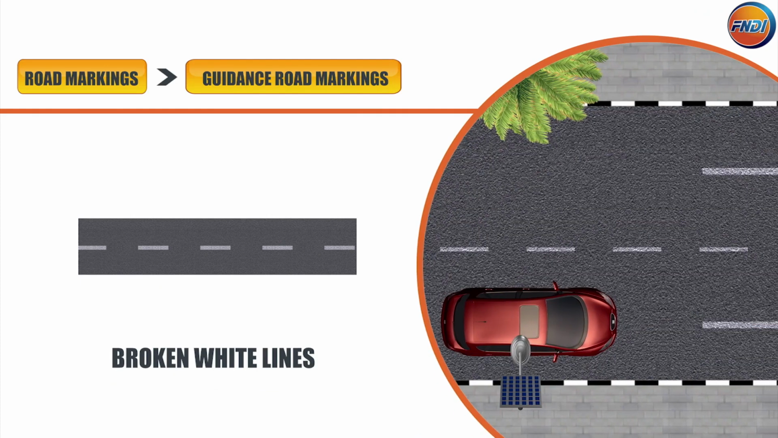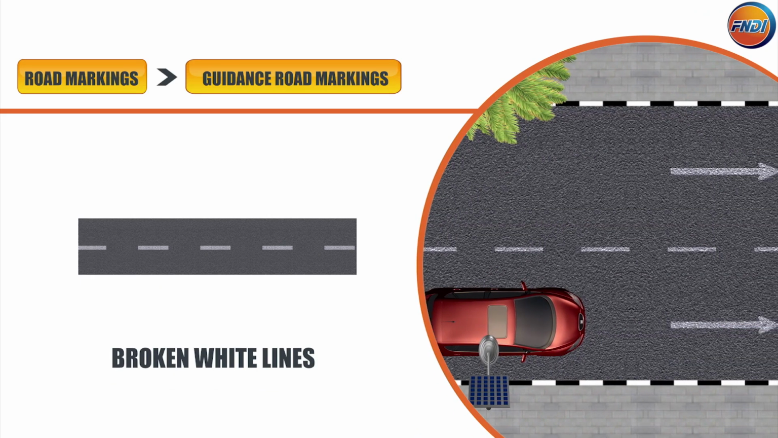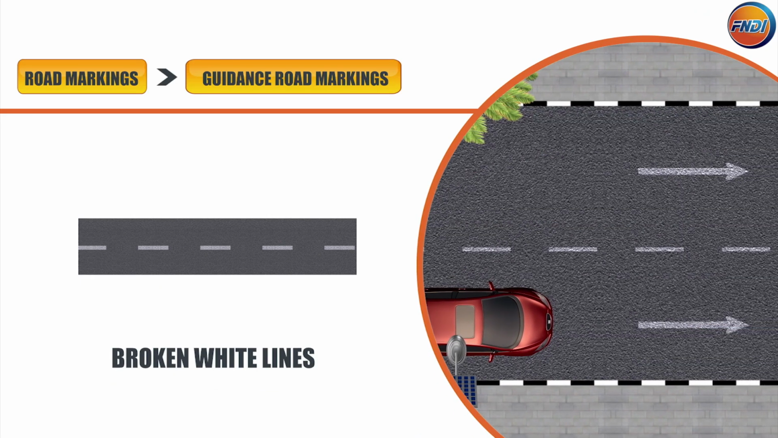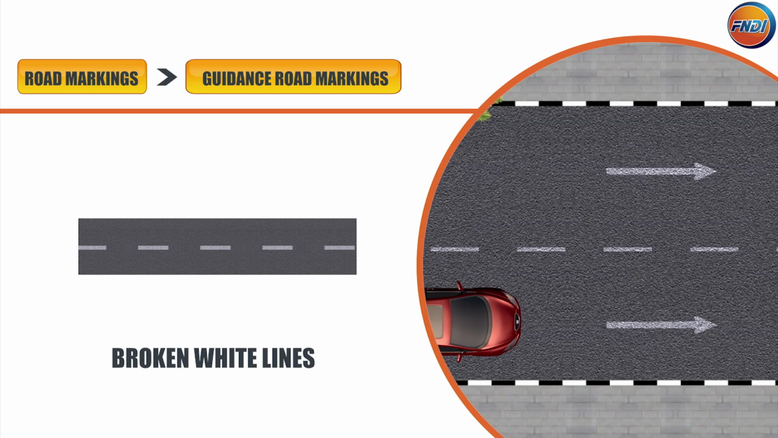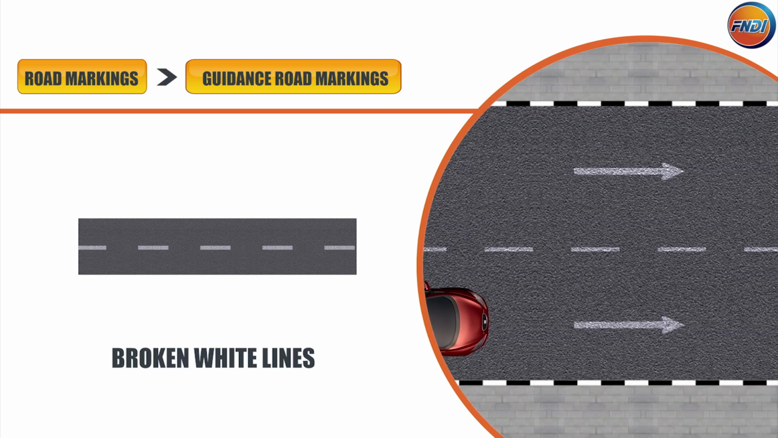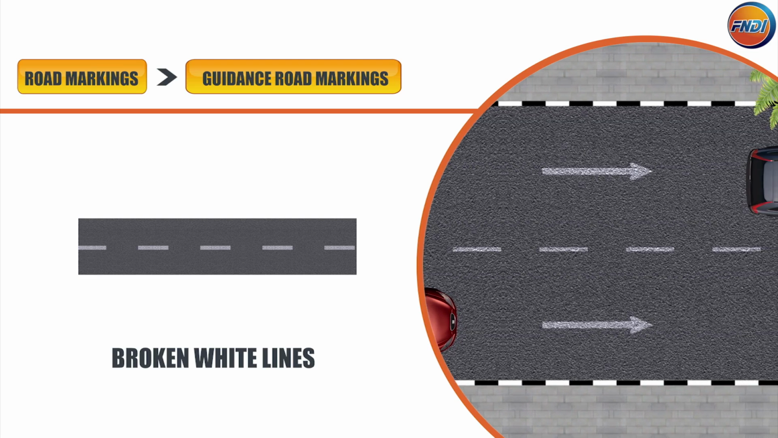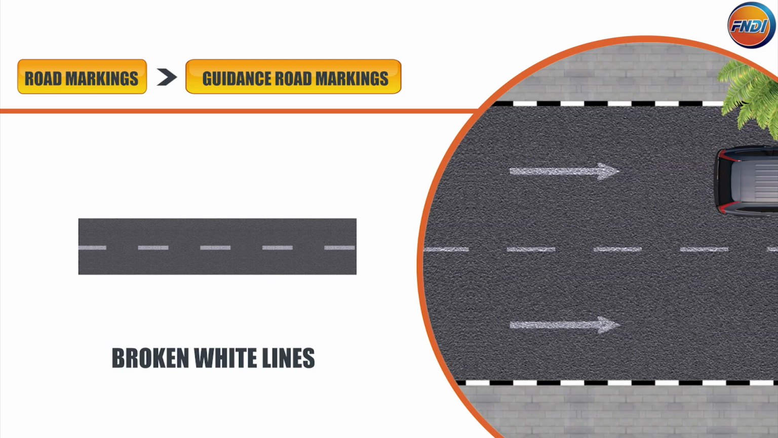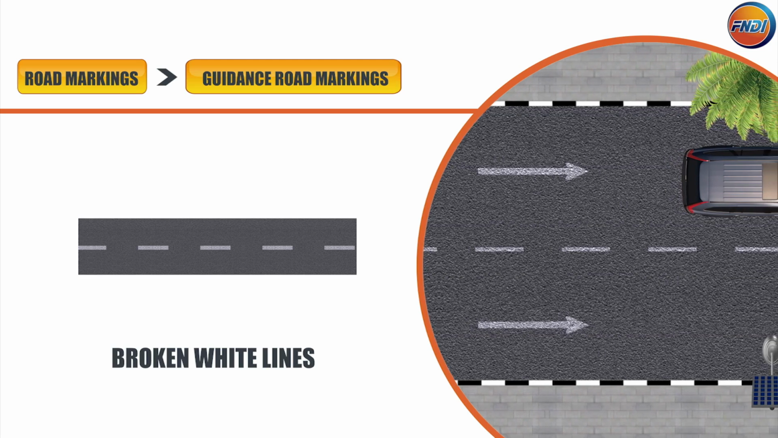Broken white lines. Broken white line is painted along the carriageway in the center of the road. It is commonly used on the one-way or dual carriageway roads. Motorists must observe the pattern of the lines and drive carefully within one lane.